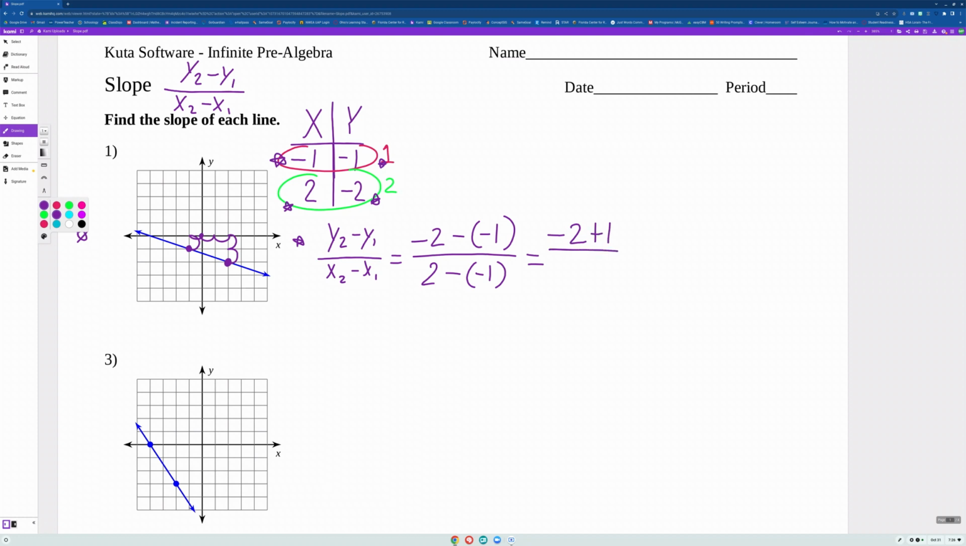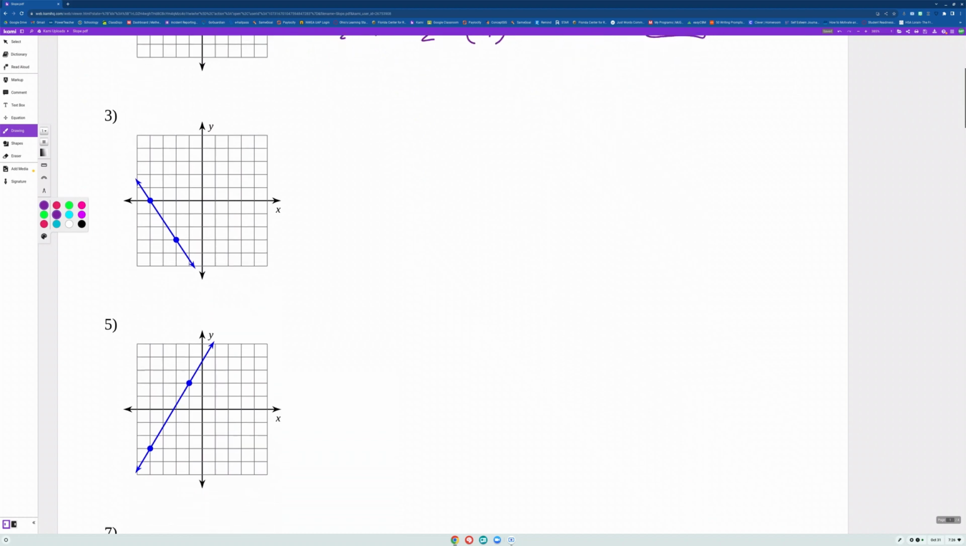So now I have -2 plus 1 all over 2 plus 1. So -2 plus 1 is going to give me -1 all over, and then 2 plus 1 is 3. So I'm going to look at my fraction. If there's nothing that I can simplify further, which in this case there isn't, then that means that -1 over 3 is my slope. So let's go ahead and let's do another one.